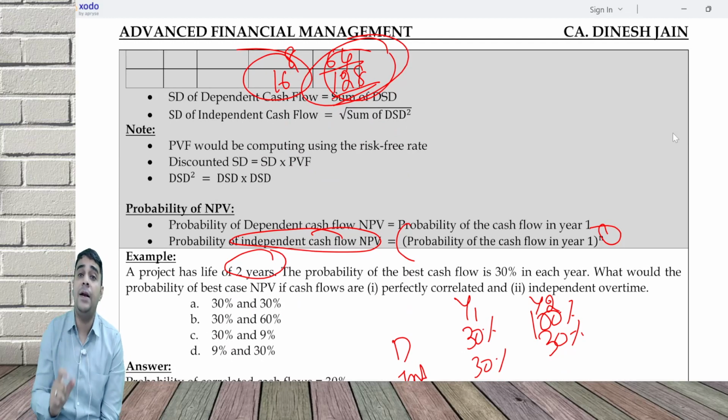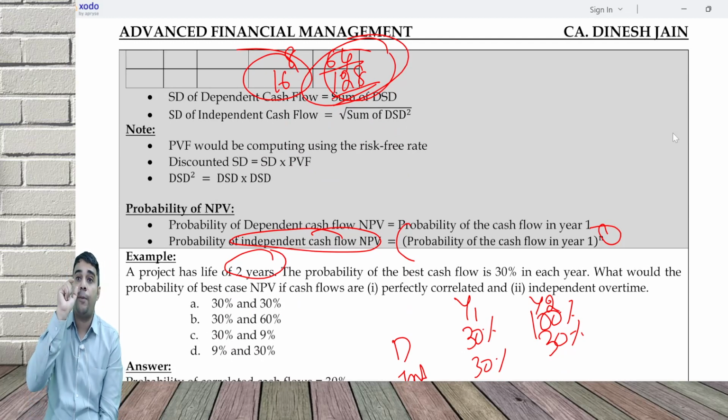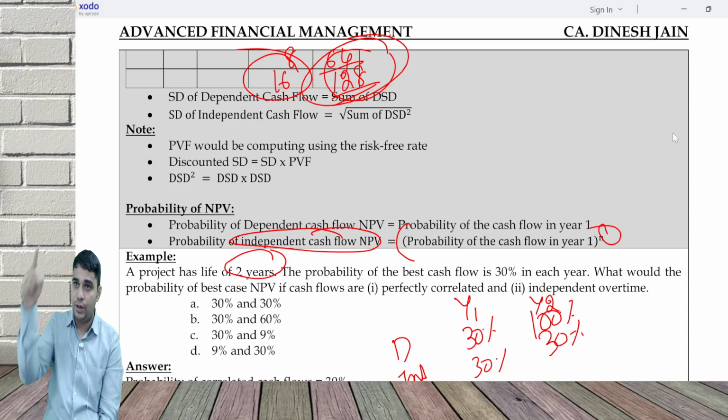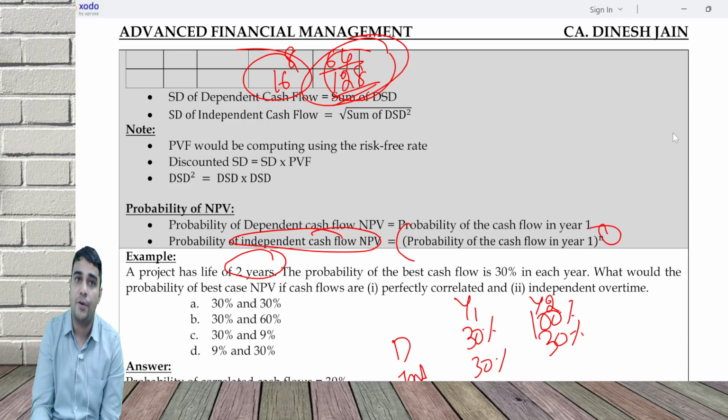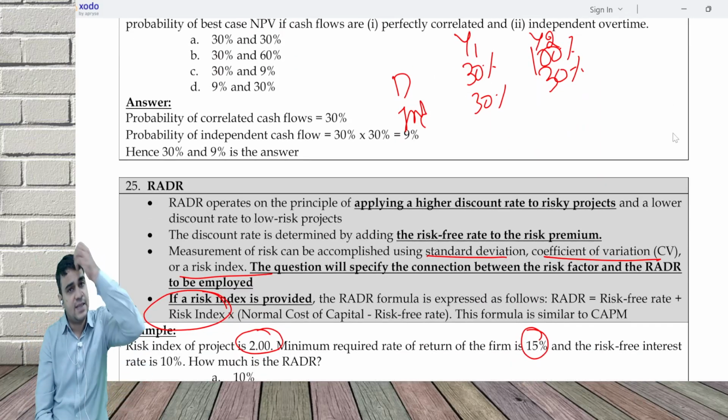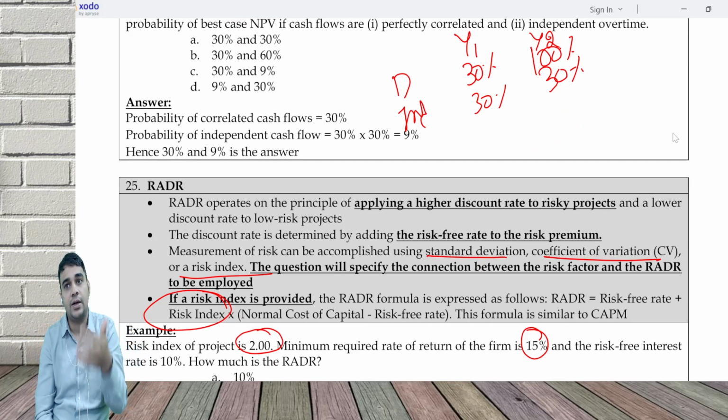If you want probability for a dependent NPV, the probability for a dependent cash flow is equal to the probability of year 1. Independent is probability of year 1 into year 2 into year 3 into year 4 into year 5. So we end up doing power number of years. RADR is basically saying if you have a risky cash flow, discount it at a higher rate. If you have a less risky cash flow, discount it at a lower rate.